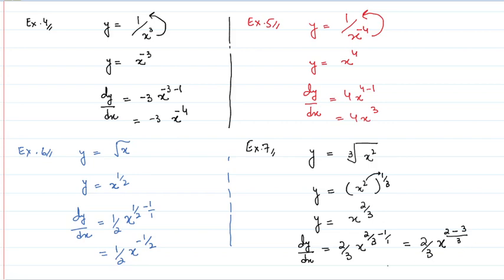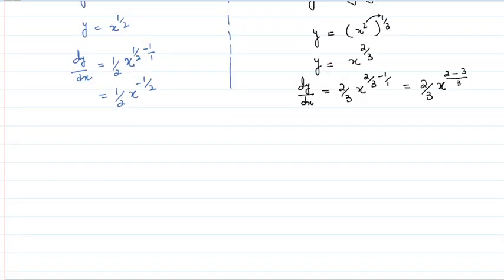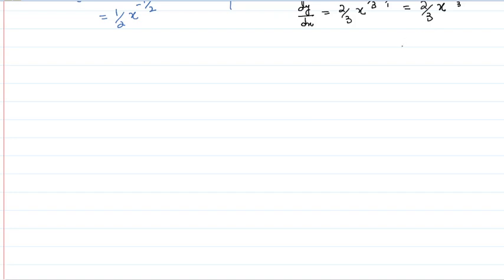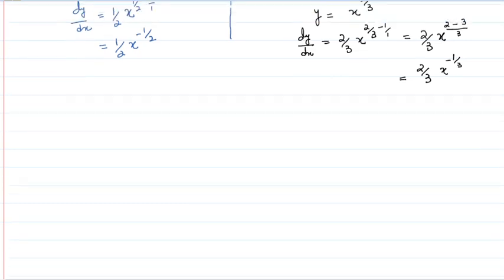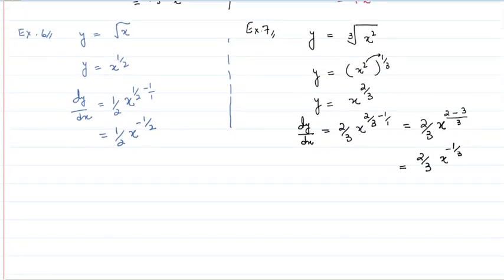Okay, so this will be equal to, you can solve this, that it will be 2 upon 3 x raised power minus 1 by 3. Okay, this was example number 7. Then we can take example number 8 as well.